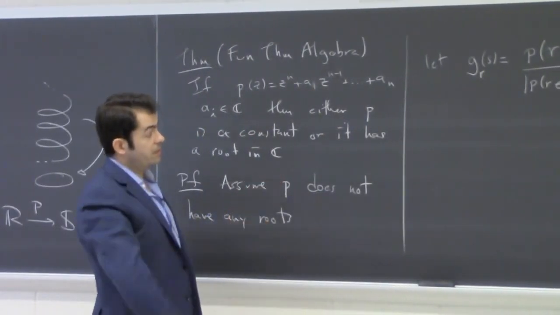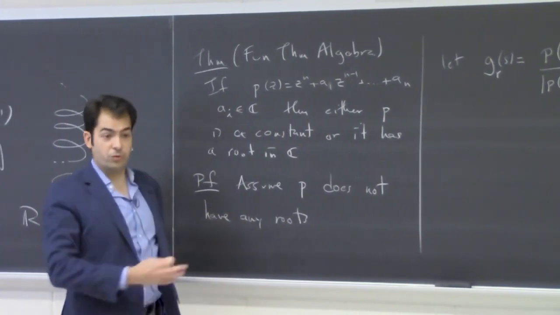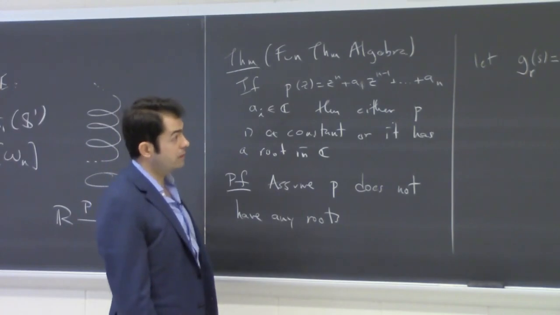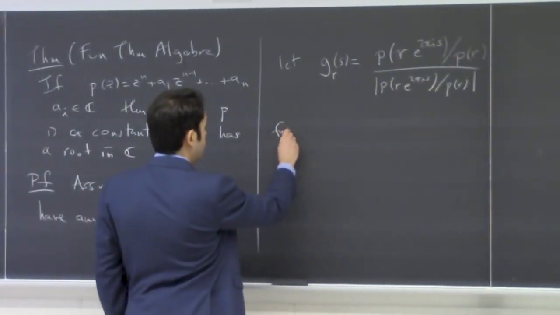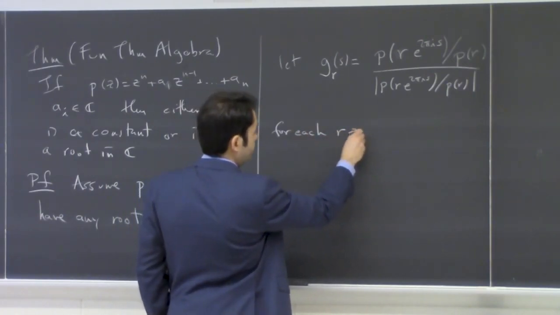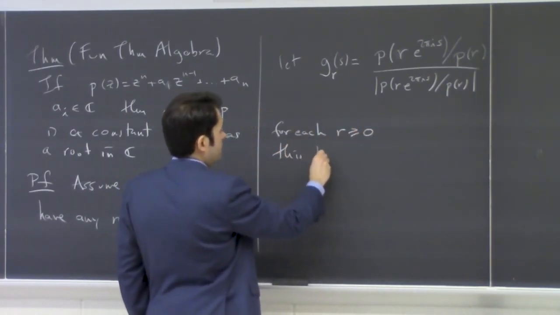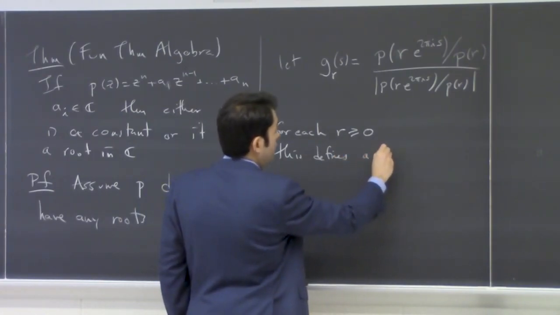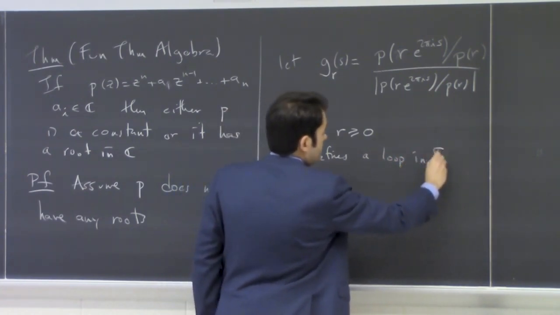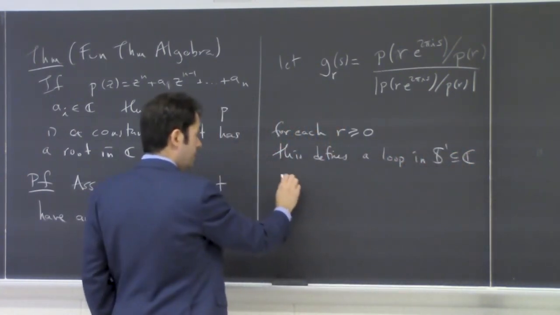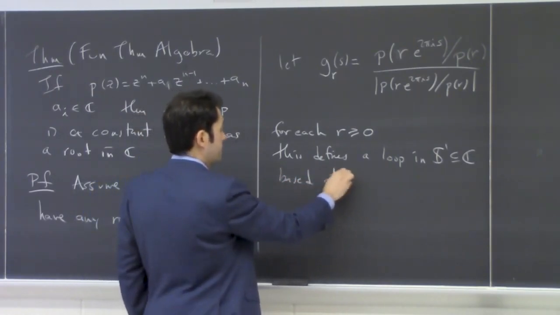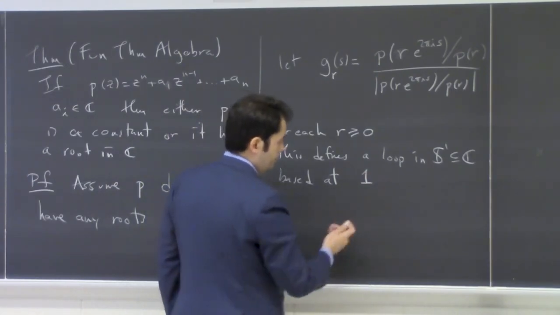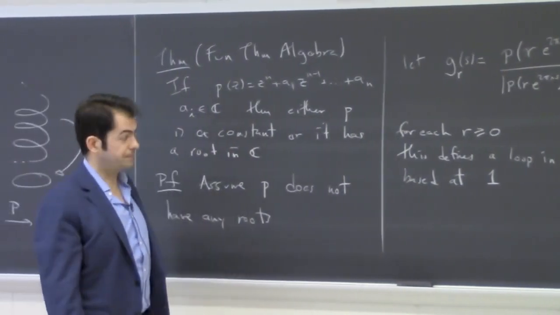Right. So the thing we're dividing by is by hypothesis never equal to 0. So it's OK to do that. And of course, the modulus of this is always 1. So for each r, this defines a loop in the circle considered as part of the complex plane based at 1, at the complex number 1.